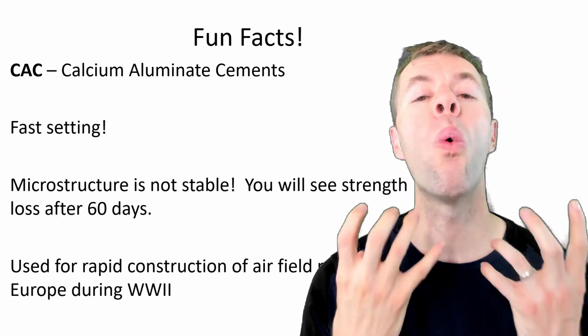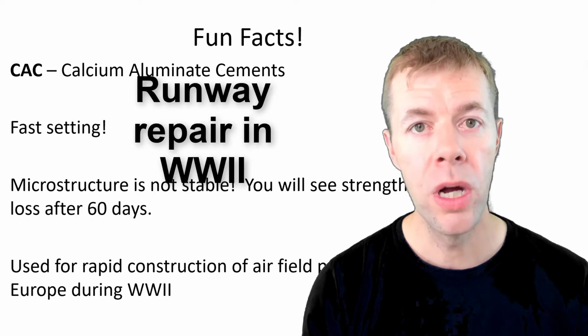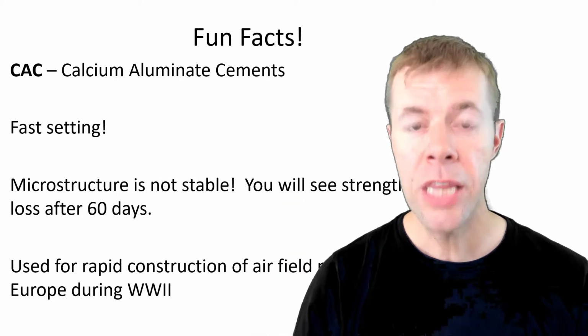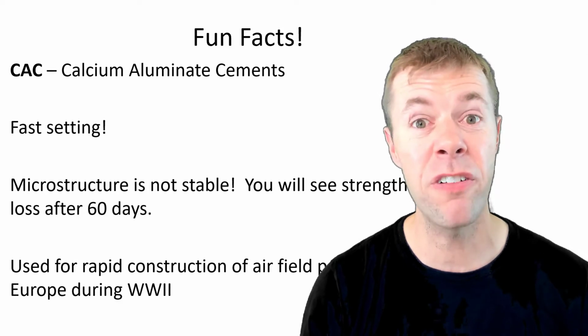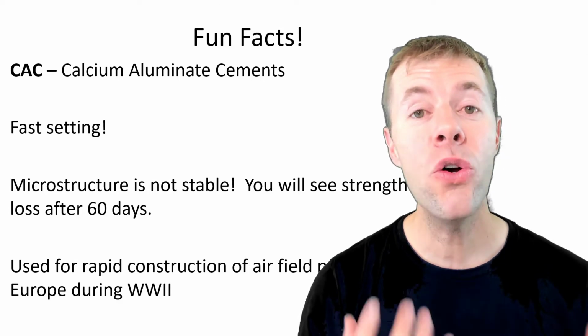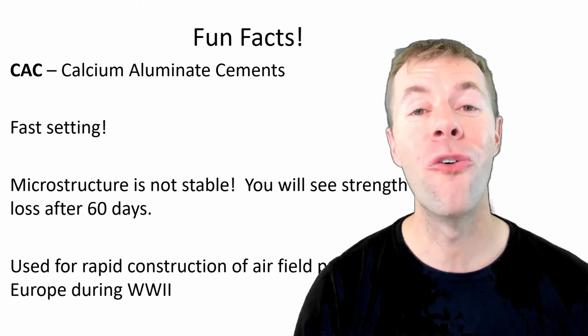These cements were widely used to repair runways during World War II. So if someone bombed a runway, they would patch it with calcium aluminate cements. They'd be able to land planes and fly planes off it very, very rapidly. And who cares if they left it in place? Because it's going to degrade over time.